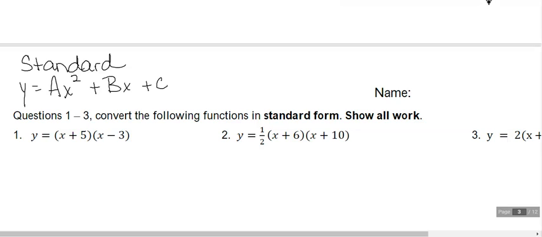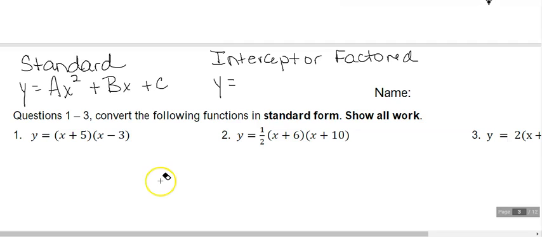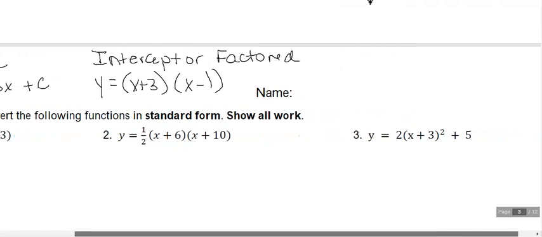Okay, we also have factored form or intercept form. You might see this called intercept or factored form. What that means is it shows the factors, like these right here, 1, 2, and 3. These are all in factored form or intercept form. So instead of writing this with the a, h, and k, let's just do an example: y equals x plus 3 times x minus 1, where negative 3 and positive 1 are the zeros or the roots. So that's what factored form looks like.